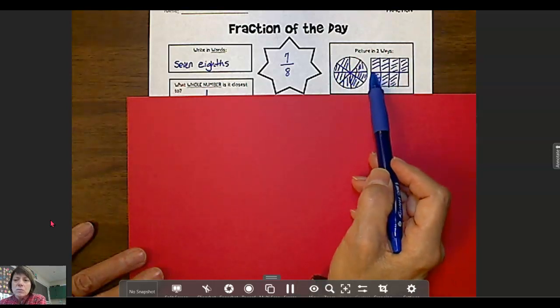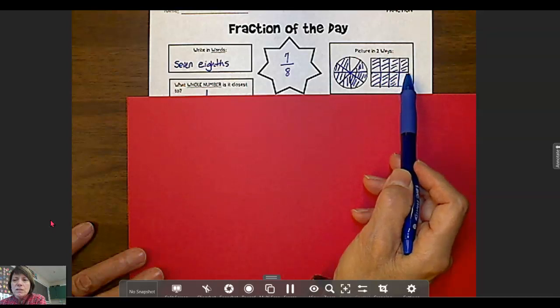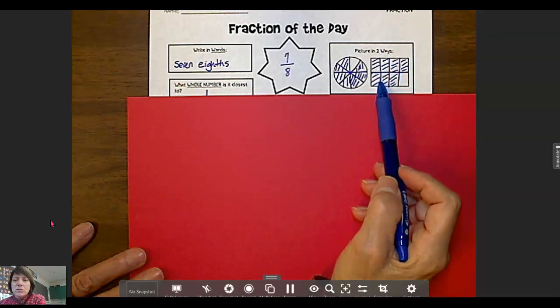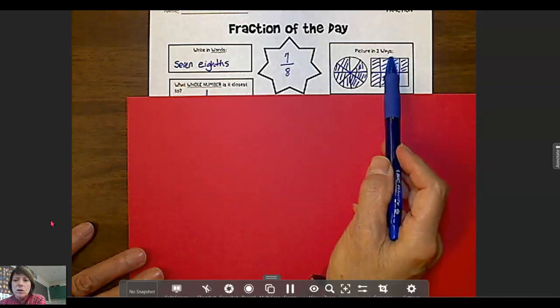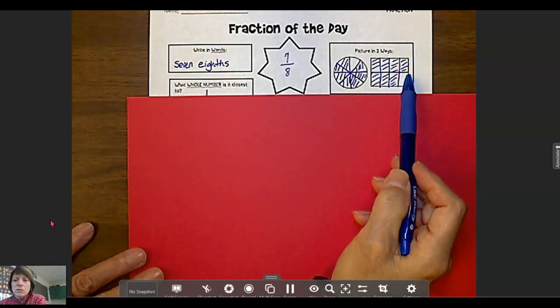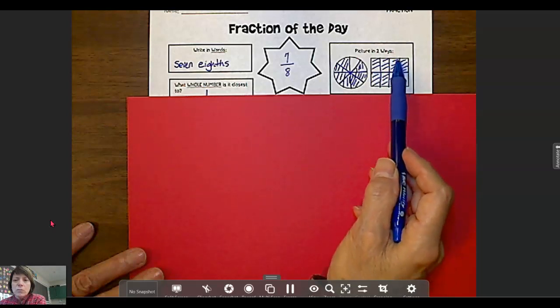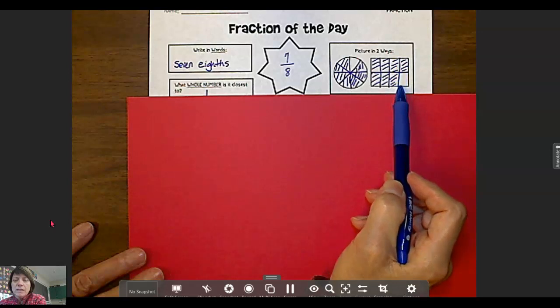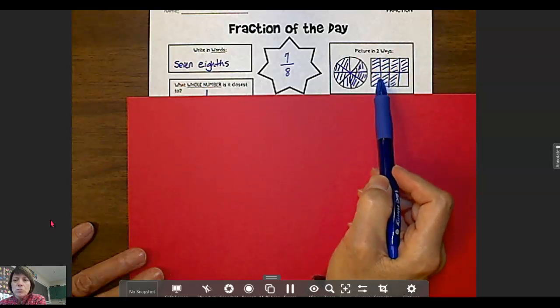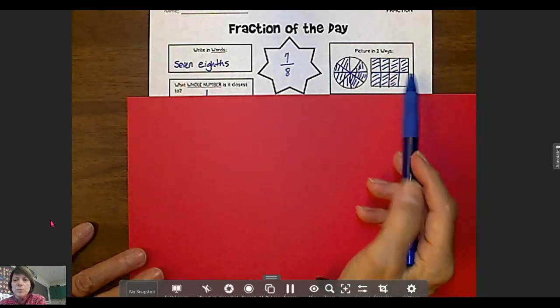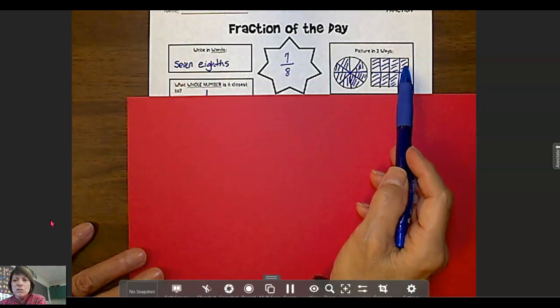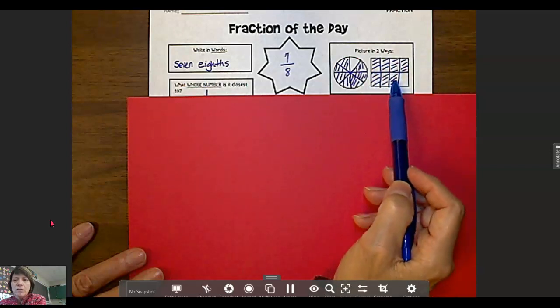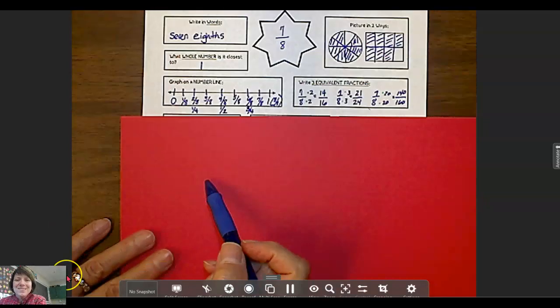Then for a rectangle, we're going to cut across horizontally here and divide that into 2 parts, and then cut across vertically here to divide into 2 parts. And then we're going to cut it vertically again into 2 parts on each section there. And then we've made 8 sections. We're going to color in 7 of those sections for 7/8.